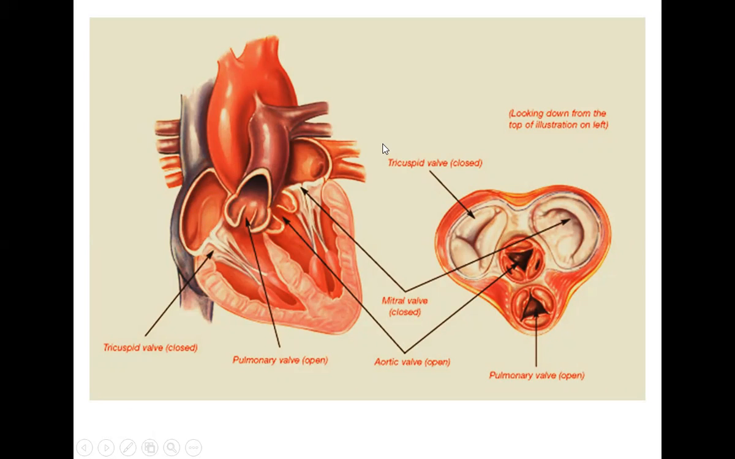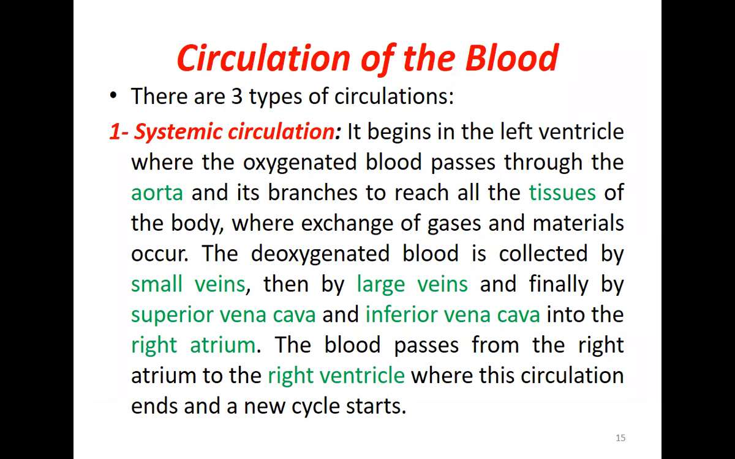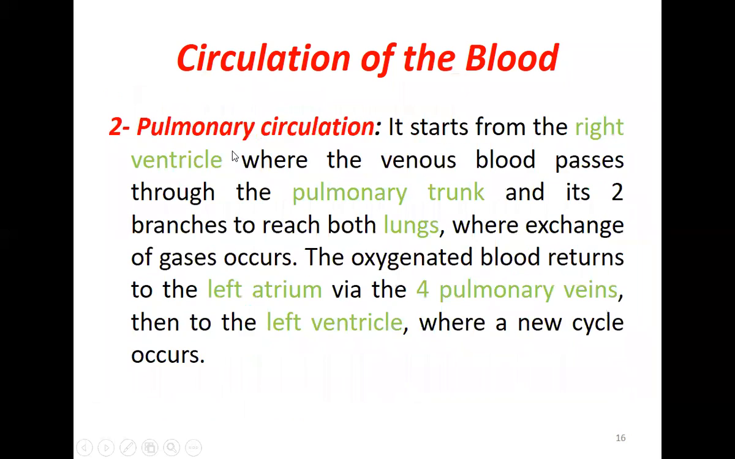Systemic means all the parts of the body, all the systems of the body. As you know, there are different types of systems: the cardiovascular system is one, then gastrointestinal, respiratory, endocrine, which we have studied already. So this is called systemic circulation.